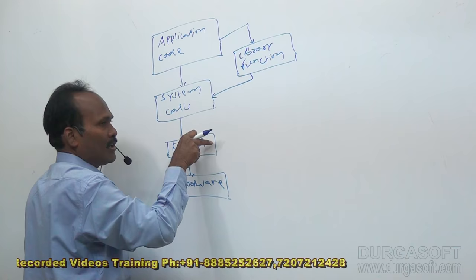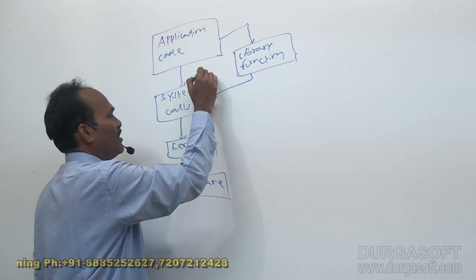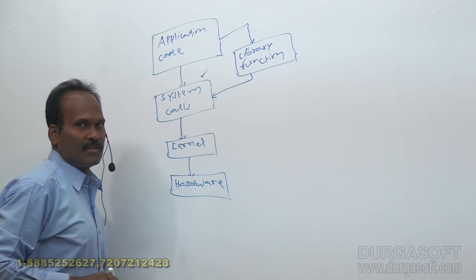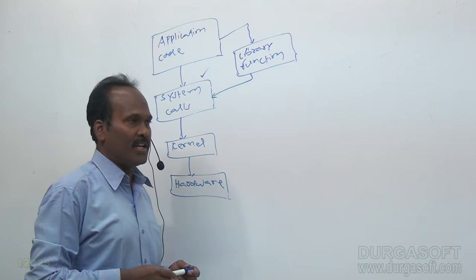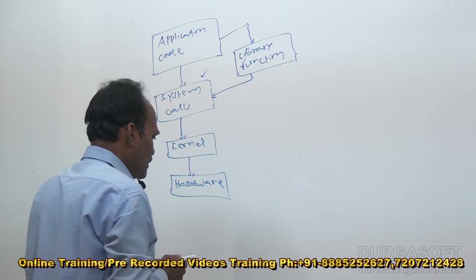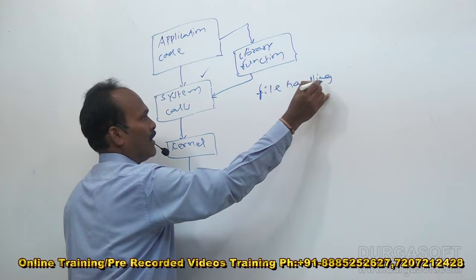Whenever our application needs some administrative operations, we can directly use system calls, or by using a library function we can also make use of system calls. That is the major difference between a library function and a system call. A library function is always executed in user mode, and a system call is executed in kernel mode. As part of system calls, we will now discuss file handling system calls.